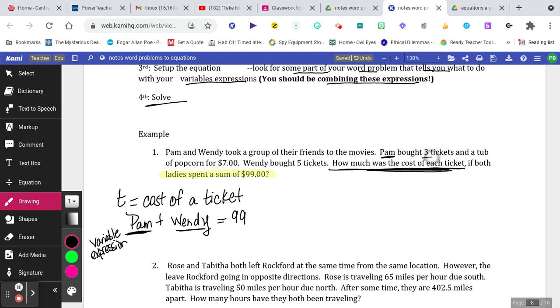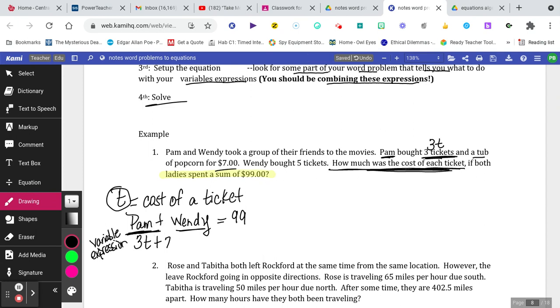Okay, Pam bought 3 tickets. All right, so she bought 3 of those, but keep in mind that she spent T dollars because T represents the cost of a ticket. She spent T dollars 3 times, so her 3 and T are going together. So let's figure out how much money Pam spent. She spent T dollars 3 times, plus she got a tub of popcorn for $7. Okay, that's the expression for Pam.